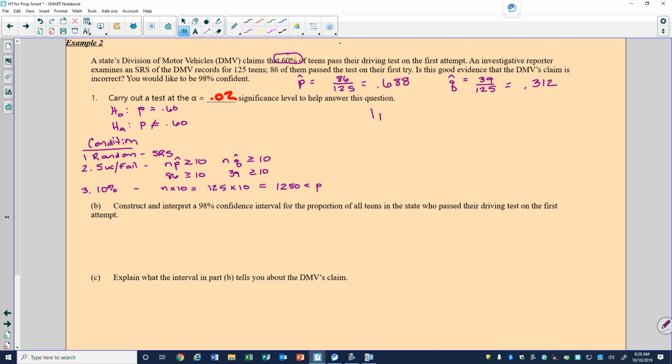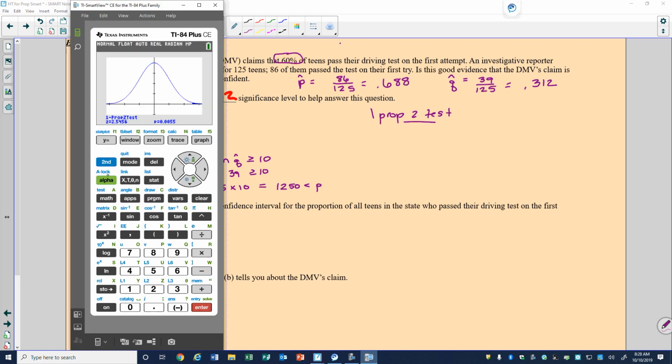So I'm going to run a one proportion z-test in the calculator. So I'm going to go to stat.